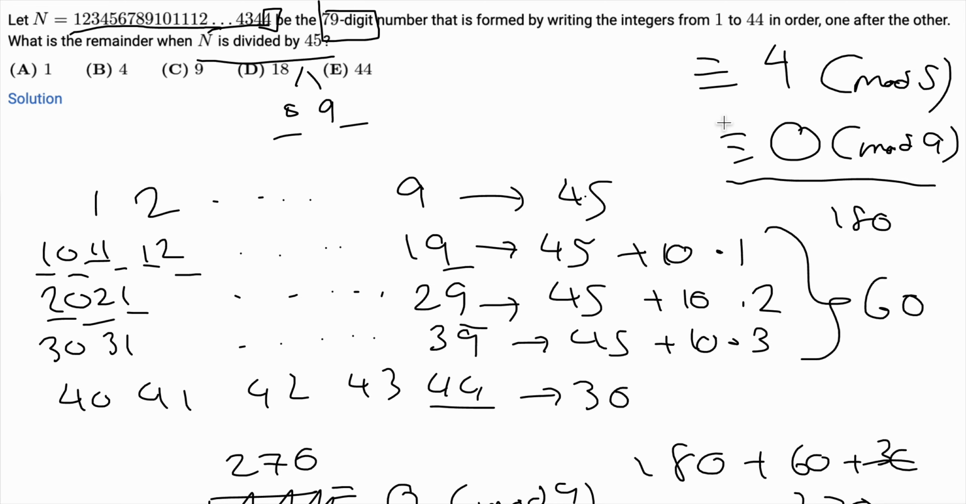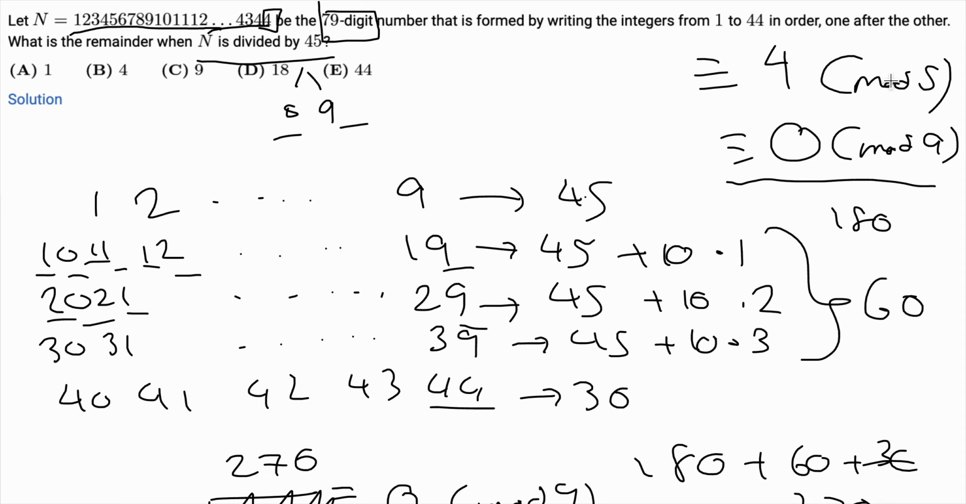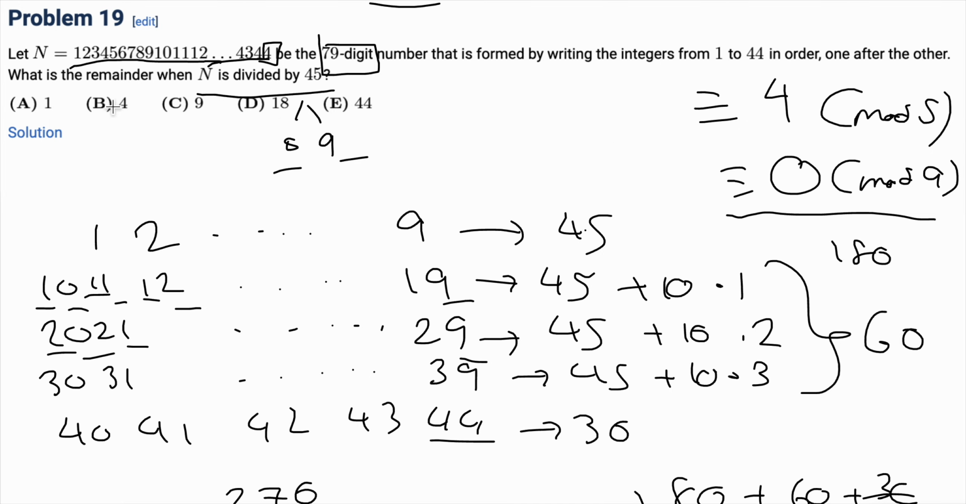And now we want to find a number that's going to satisfy 0 mod 9 and 4 mod 5. And immediately we can take out some numbers. 1 is not congruent to 0 mod 9, so clearly that's not the answer. 4 is not congruent to 0 mod 9, so that can't be the answer. 18 is. 44 is not congruent to 0 mod 9, so that can't be the answer. Now we have 4 mod 5. Well, 18 is not congruent to 4 mod 5 because that would be 15. So the remainder is 3. 18 is congruent to 3 mod 5, not 4.